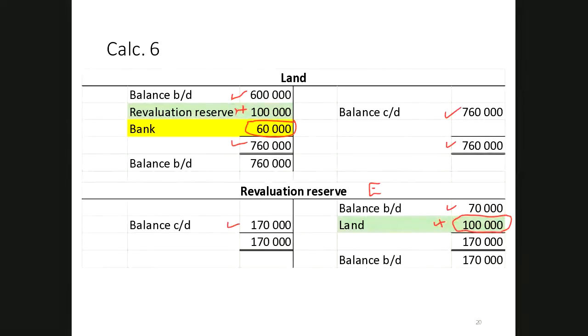So you had to notice the revaluation reserve, and you also had to notice that they said there was no land disposed of during the year. They didn't tell us there was no additional land acquired during the year. So that's why we had to check, and we looked at the land account and we see there was 60,000 rand. That's the only cash amount relating to land.